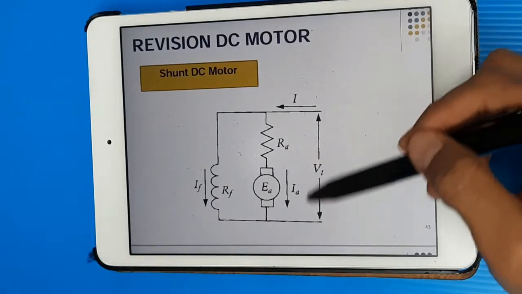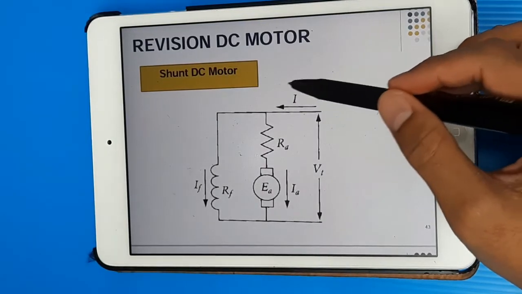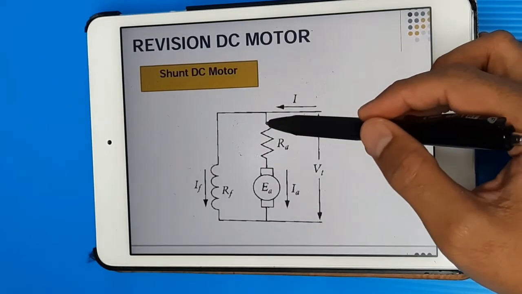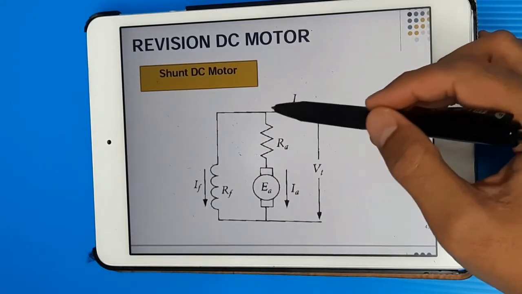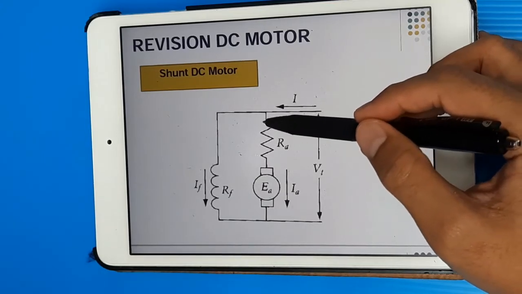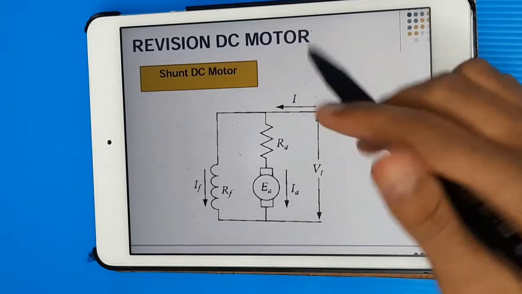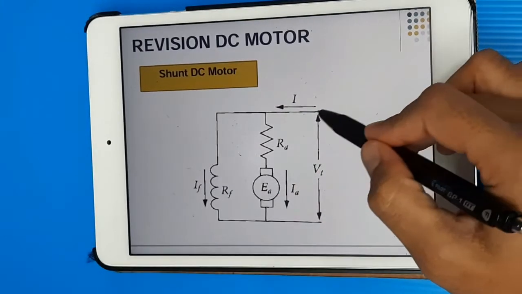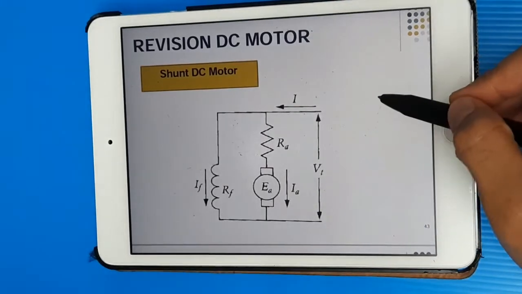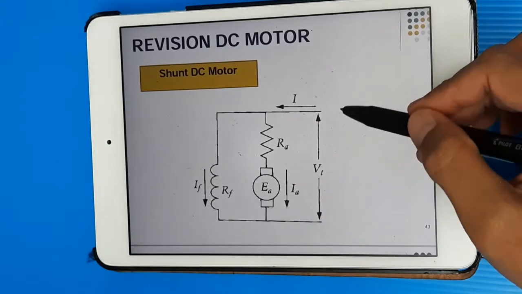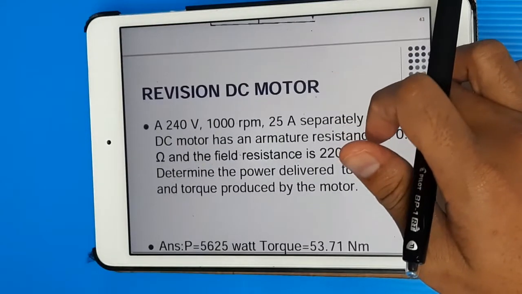And then this is VT. This one is IL, the line current. The line current is not the same as the armature current. If you draw the direction of current, the line current will be divided into two: one to IA, and the other to IF. This is the terminal voltage, which you can assume comes from the utilities, which for Malaysia comes from TNB. That is our V terminal.